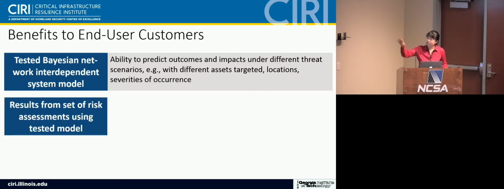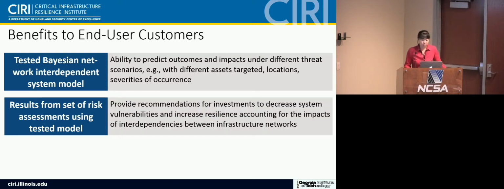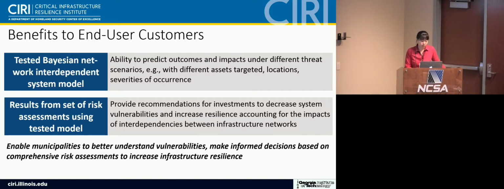And then for the deliverable of the results of the set of risk assessments using the tested model, the benefit is to be able to provide recommendations for investment, to decrease system vulnerabilities and increase resilience, and for all of this to account for interdependent system impacts. And to go back to our initial goal, our overall objective is to enable municipalities to better understand their vulnerabilities and make informed decisions based on comprehensive risk assessments.